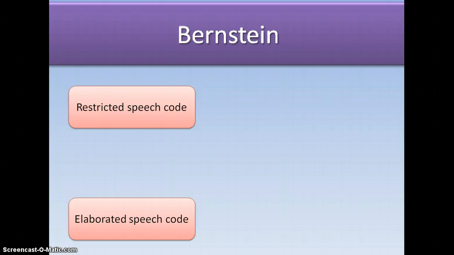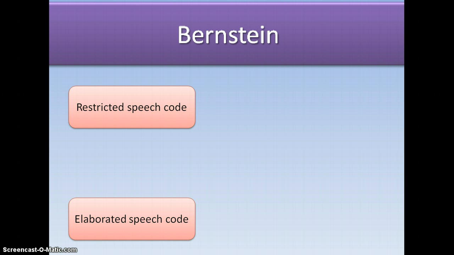The elaborated speech code, Bernstein argued, was used more by the middle classes, and the elaborated speech code was characterised by having a wider vocabulary. It's based on longer, grammatically more complex sentences. Speech is varied and it communicates abstract ideas. It is context free, so the speaker does not assume that the listener shares the same experiences, and as a result, they use the language to spell out their meanings and make those meanings clear.